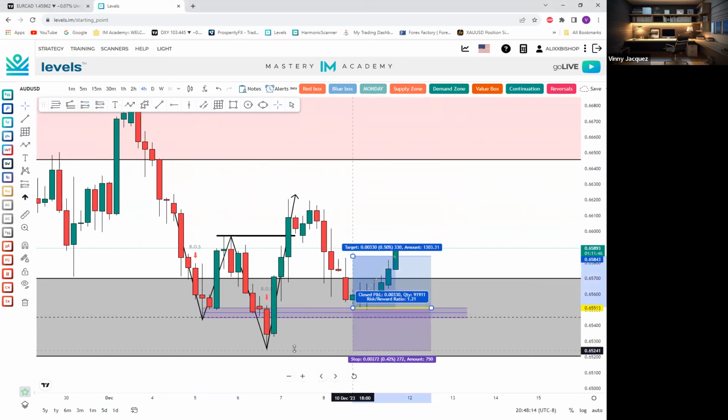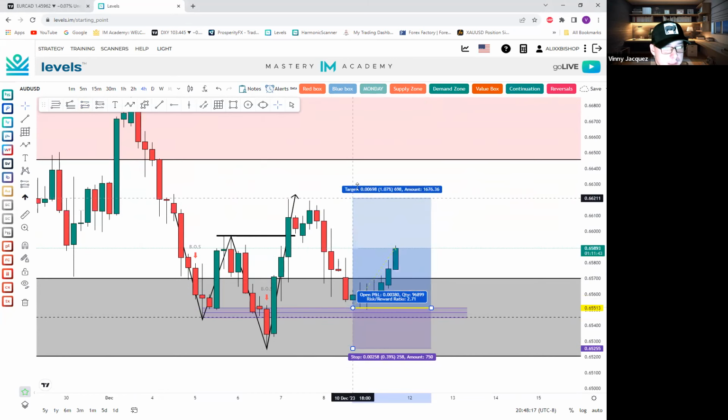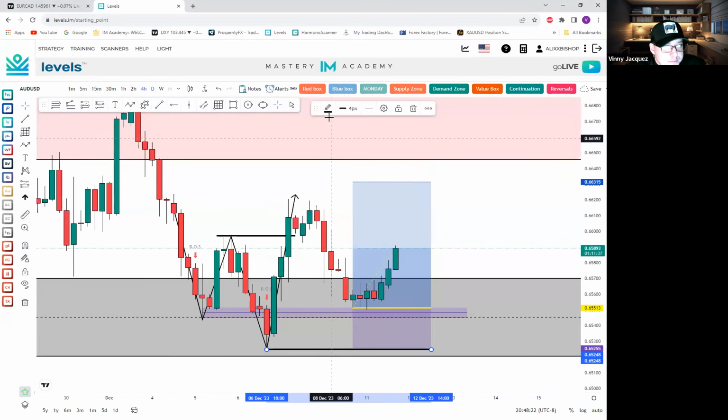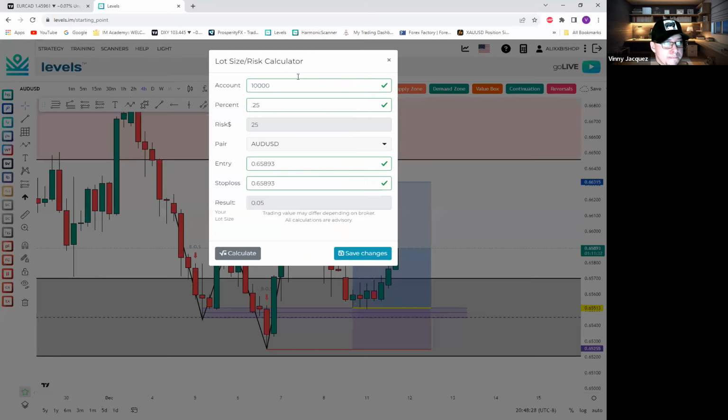Boom. I know where my stop loss is supposed to go. Minimum 1 to 3 risk to reward. Let's just go ahead and identify the stop for everybody. Let's calculate risk. We'll keep it at 10,000. Where's my entry? It's going to be the yellow numbers, 65513, and my stop loss is going to be 65255. Let's go ahead and calculate. And now my lot size is 0.10, and I know if the trade does not go my way, I will be risking $25 to potentially get $75.